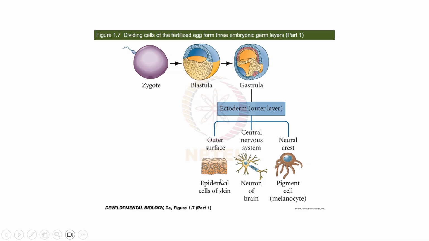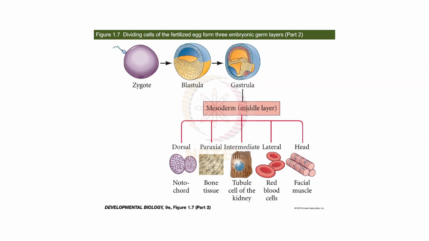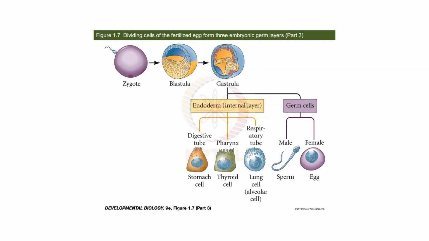The outer surface, the epidermal cells of the skin, the central nervous system, the brain and the neurons, and the neural crest, basically the melanocytes and all the cells. So these structures will be formed from the ectoderm, the outer germ layer. Then again, the mesoderm or middle layer will lead to the formation of the notochord, the bone tissue, the tubule cells of the kidney, the red blood cells and the facial muscles. So these structures will be formed by the mesoderm. We'll go into the details again, as I'm telling you again and again, when we move ahead in the course.